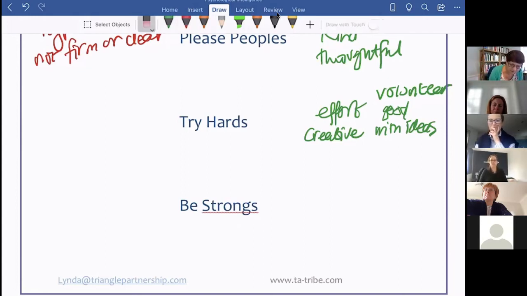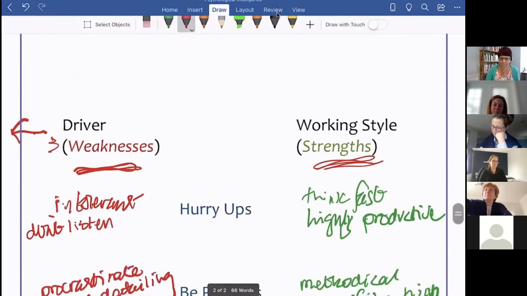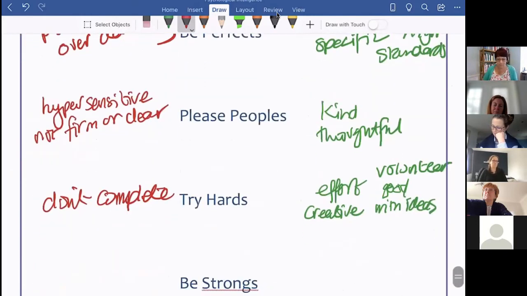Tryhards don't finish. They don't complete. When they're in the driver end, they don't complete. So they'll have the relics of long dead hobbies lying around the house, passions that were really all they thought about for months, be it tap dancing or crochet or playing chess. But they got bored with those and they've gone on to taekwondo or cross stitch or something.